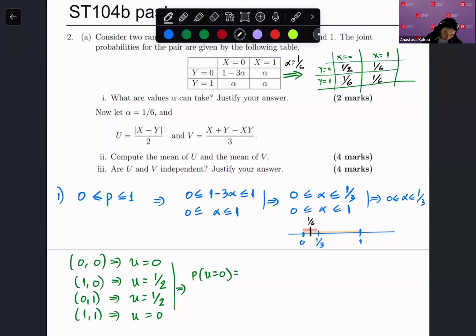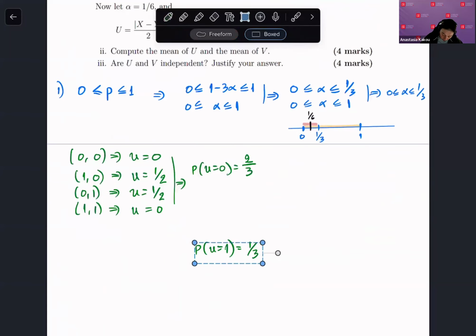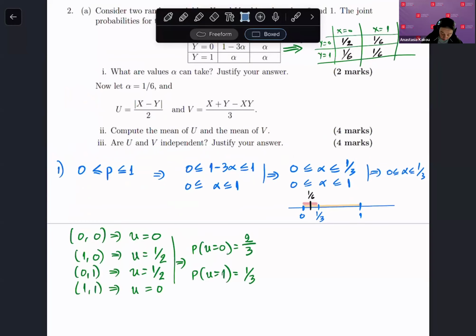So that gives us the probability of u equals 0 as 2/3. And the probability of u equals 1 equals 1/3. Okay, so this is the marginal distribution of u. And of course, these two add up to 1, so there are no other possible values.